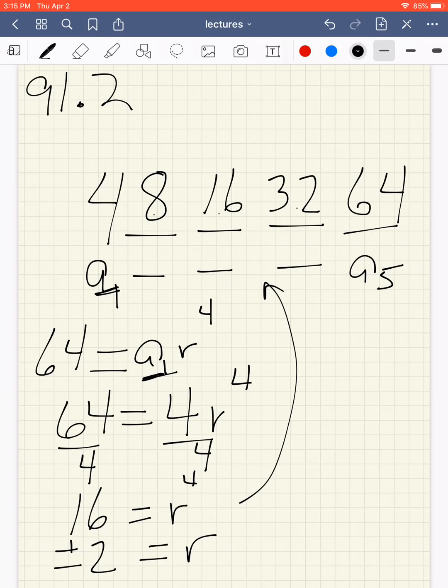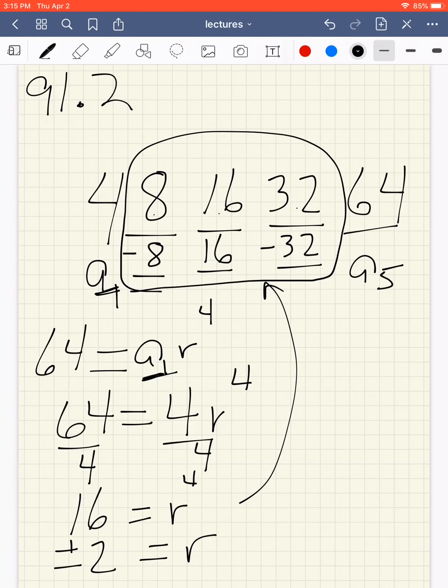Now we'll go back and use the -2. 4 times -2 is -8. Times -2 is positive 16. Times -2 is -32. Times -2 is positive 64. So both of these are solutions. Those are both 2 sets of geometric means between 4 and 64.